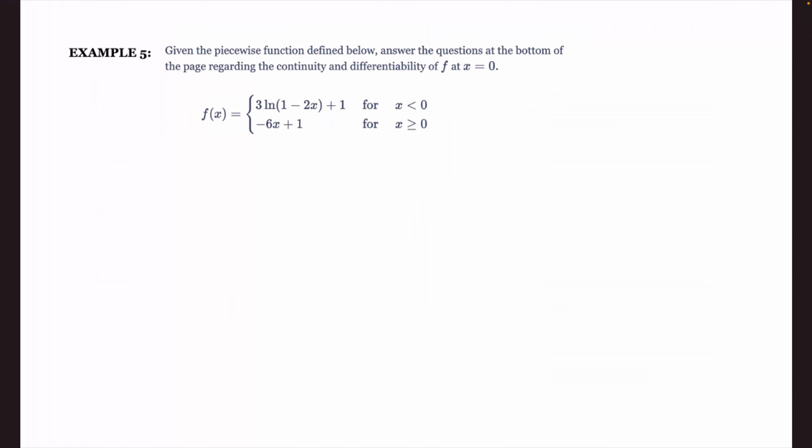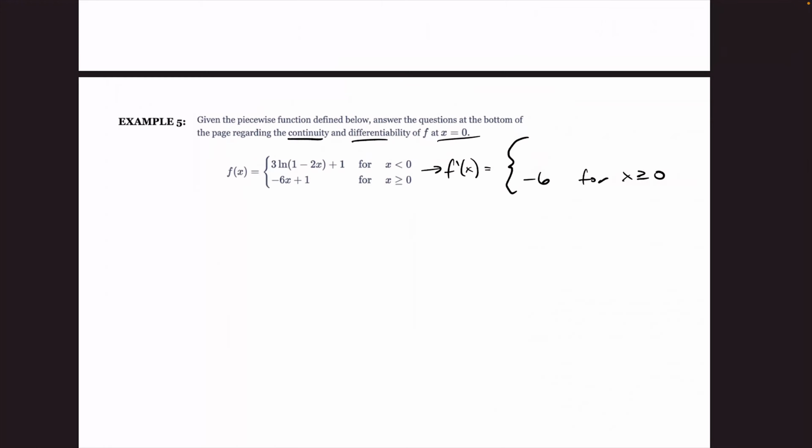Okay. So given the piecewise function defined below, answer the questions at the bottom of the page regarding continuity and differentiability. So is it continuous or is it differentiable at x equals 0? That's all they want to know. Obviously that's where the rule changes. So the first thing we've got to do is find the derivative. The derivative of the bottom is just -6.